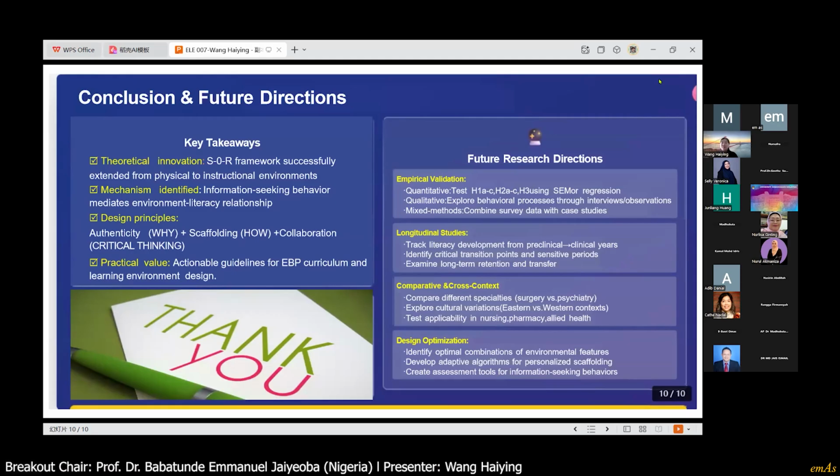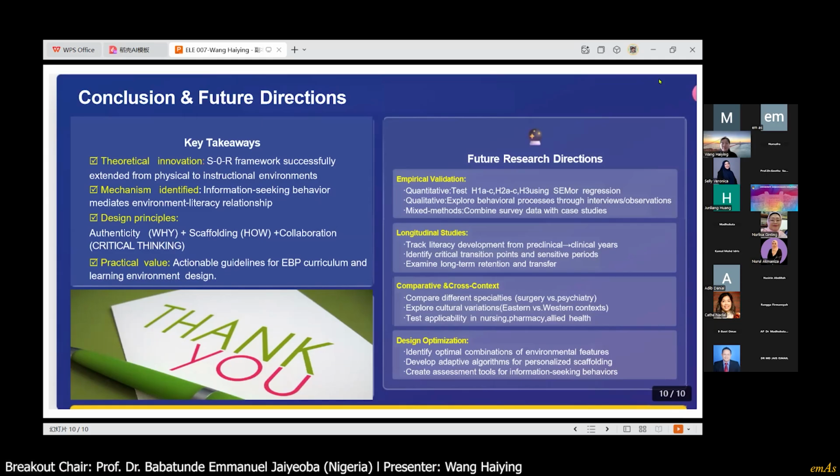Then we lead them and teach them how to seek information, how to think through information-seeking behavior, like how to find information online, how to discuss together, and how to evaluate this information. Through practicing this behavior more and more, they develop their information literacy. This is our problem statement.